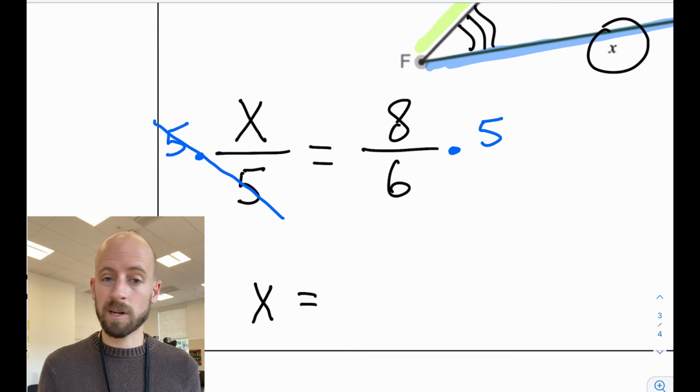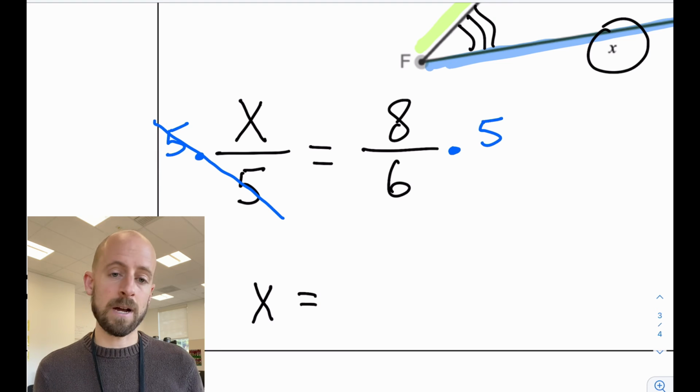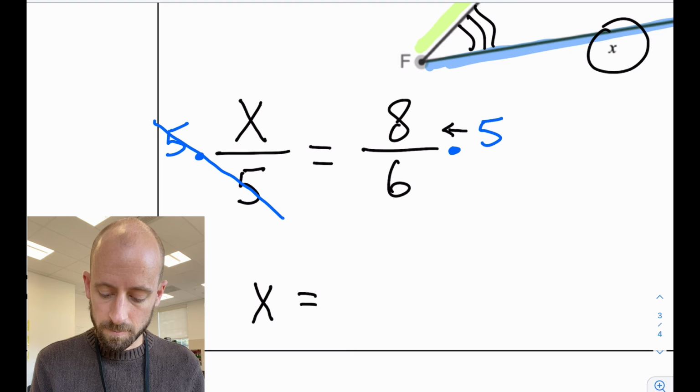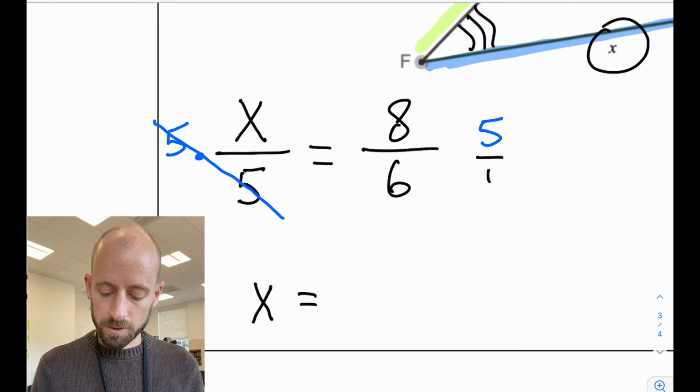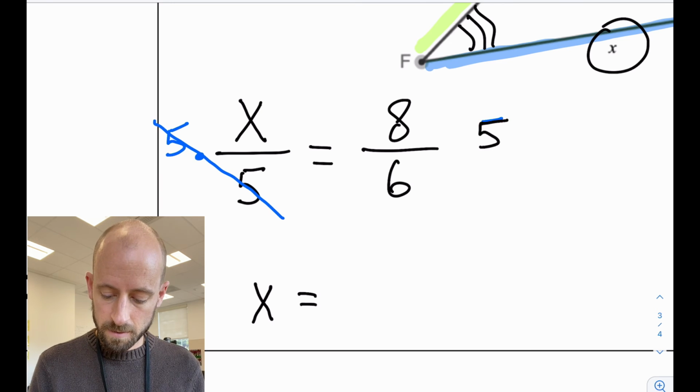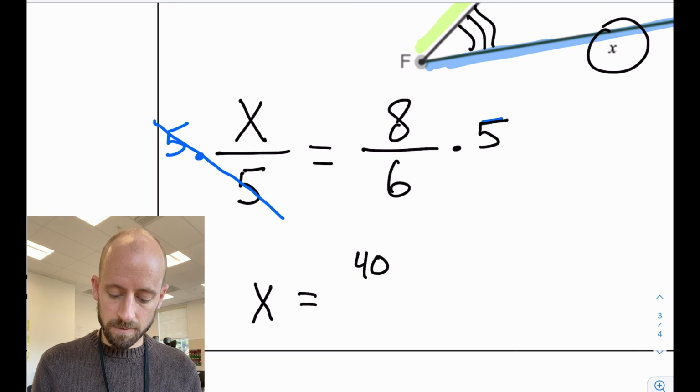So I still have X. It's 1X, but we never write the 1, right? So then we have 8 over 6 times 5. Now you can type that in your calculator if you want, but really what's happening is 5 is getting multiplied times 8. And this is really 5 over 1, and the 1 gets multiplied times 6, which doesn't change. So you can just think of it as taking the 5 and multiplying it times just the 8. Let me rewrite that. Okay, so that becomes 8 times 5, which is 40, over 6.